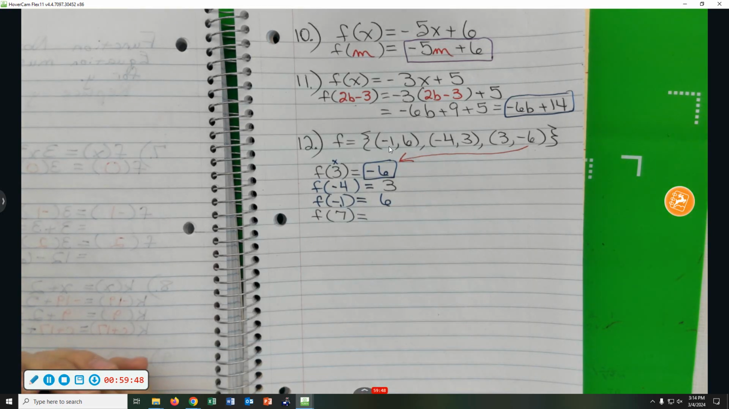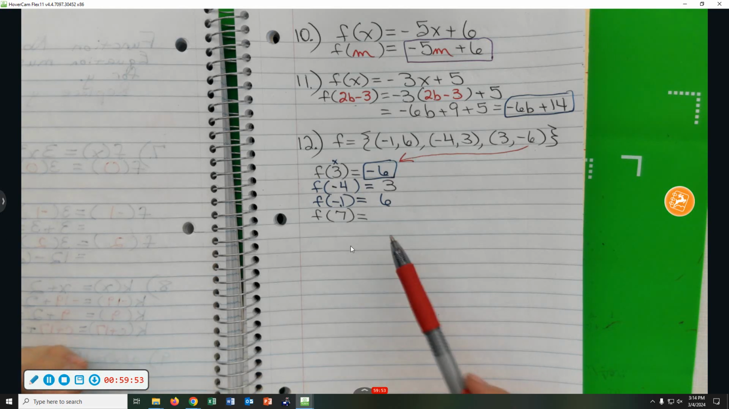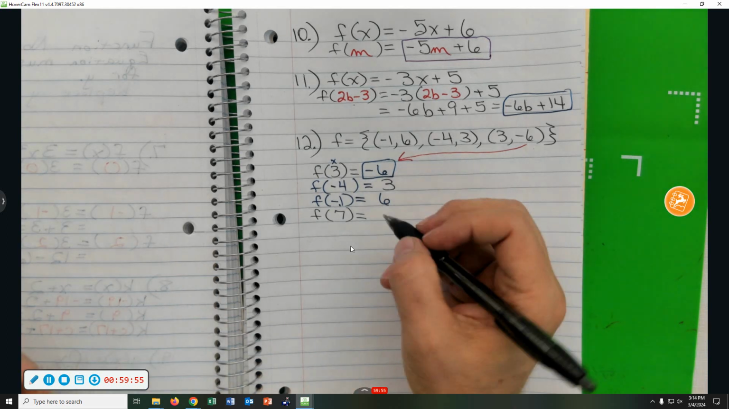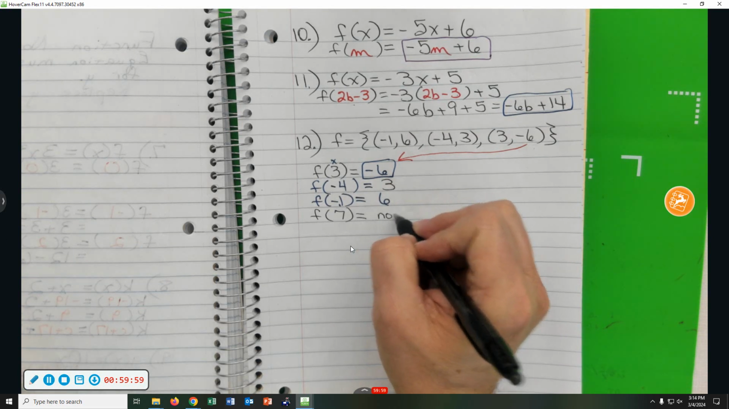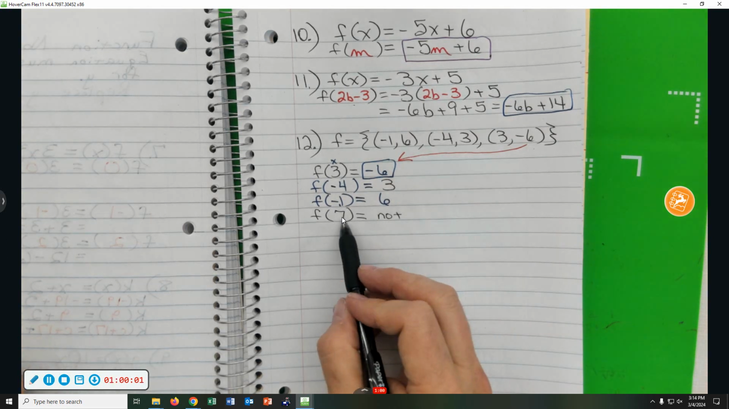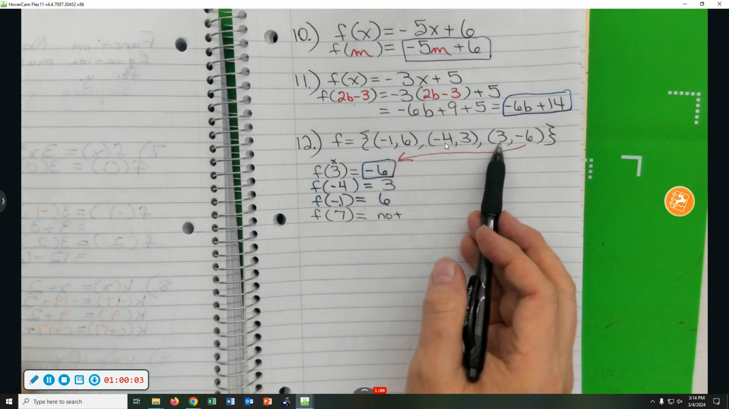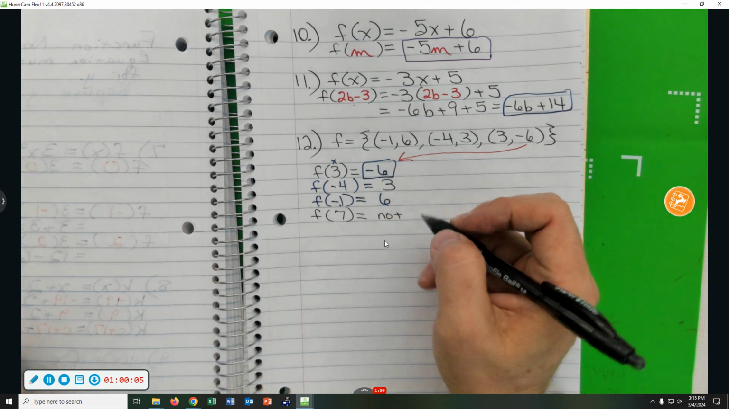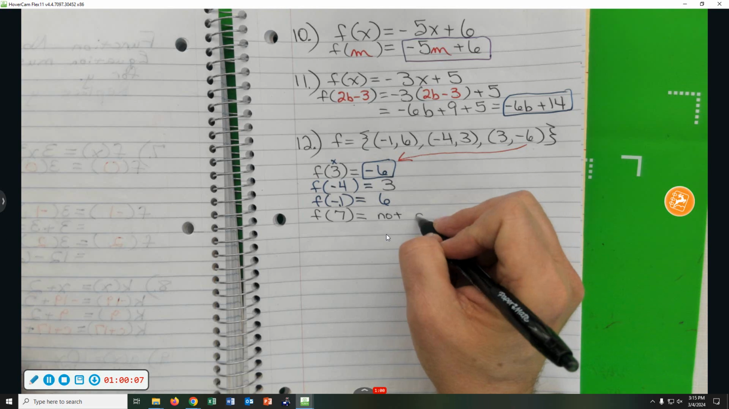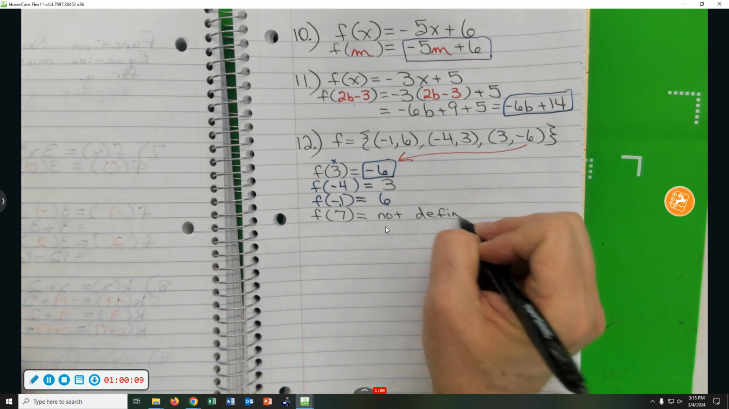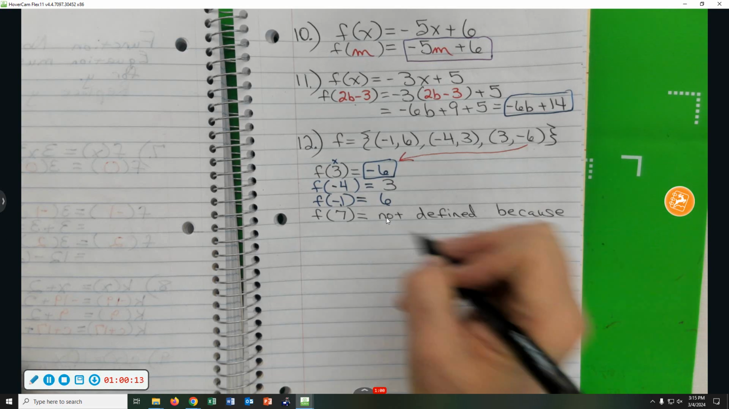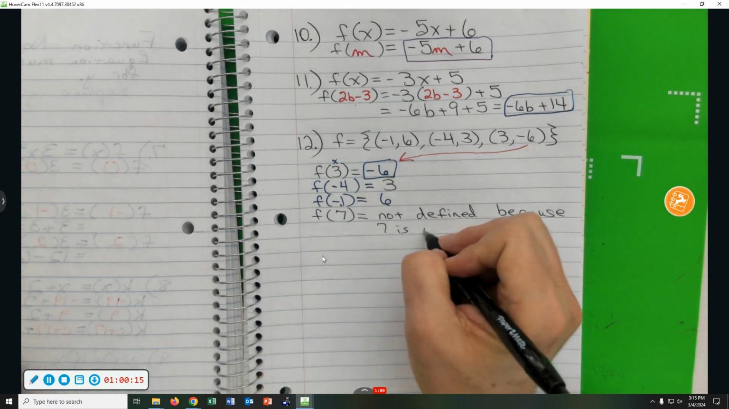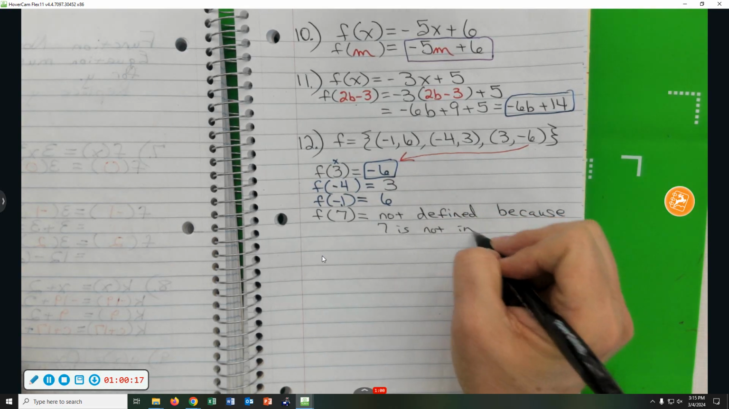Is there an x value of 7 up here? So what are you going to write? I'm going to say not defined. Is 7 in the domain? No, 7 is not in the domain, so I'll just say not defined. Because 7 is not in the domain. In other words, because there's no ordered pair with a 7 as the x value.